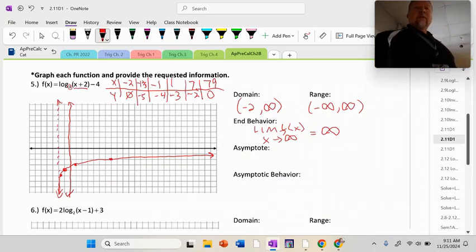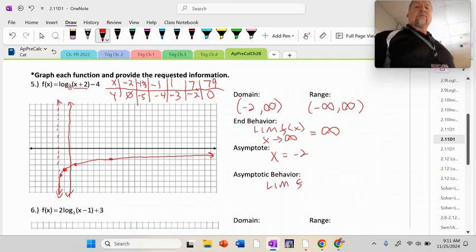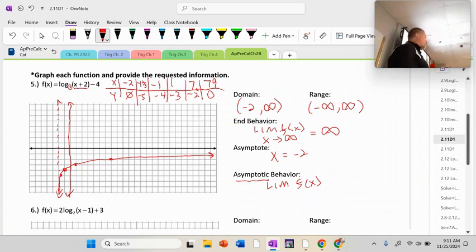Very slow. My asymptote's at x equals -2. So my limit behavior right by that asymptote. Do not overlook that. That's asymptotic behavior, limit, not end behavior. This is an unending end here that goes forever. This one's like getting boundaried by this asymptote. So how do you write that?